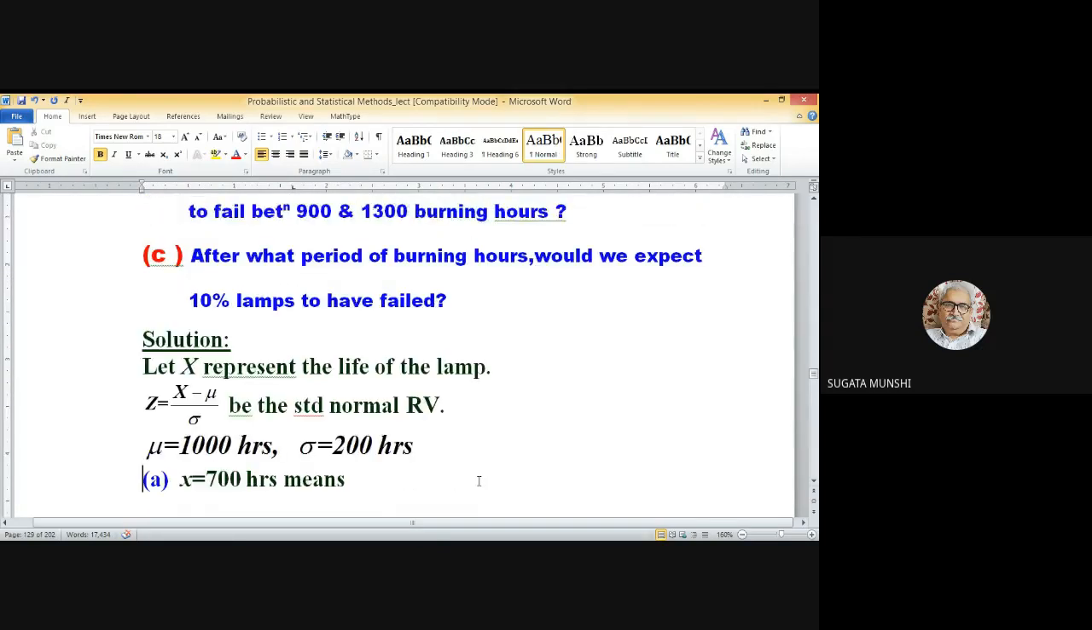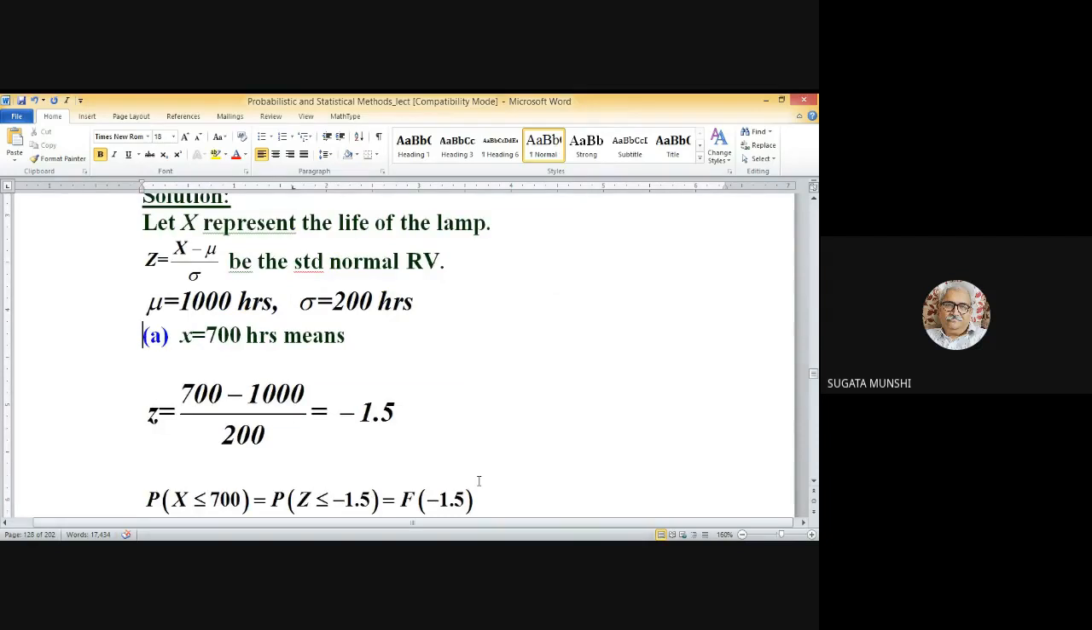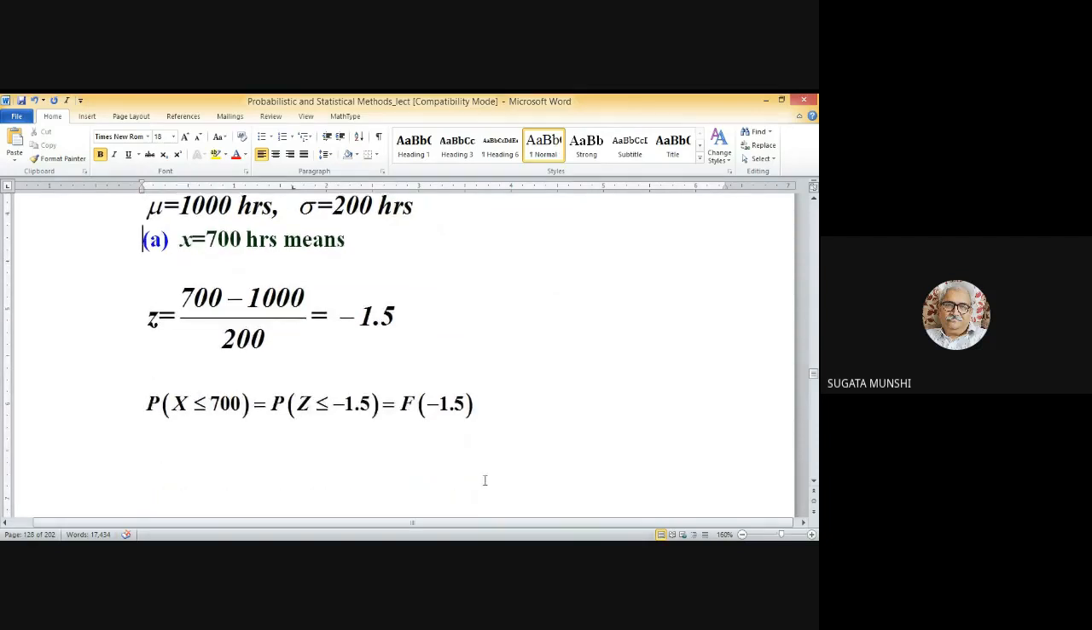Complete writing this part, then I'll continue. If anyone has any confusion, please let me know.